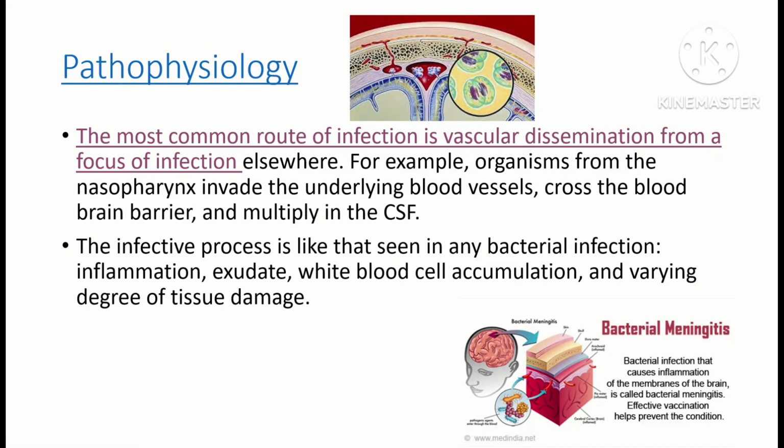Pathophysiology. The most common route of infection is vascular dissemination from a focus of infection elsewhere, for example organisms from the nasopharynx, as you saw in the previous video, in which the organisms cross the blood-brain barrier and multiply in the CSF. The infective process is like that seen in any bacterial infection: inflammation, exudate, white blood cell accumulation, and varying degrees of tissue damage.